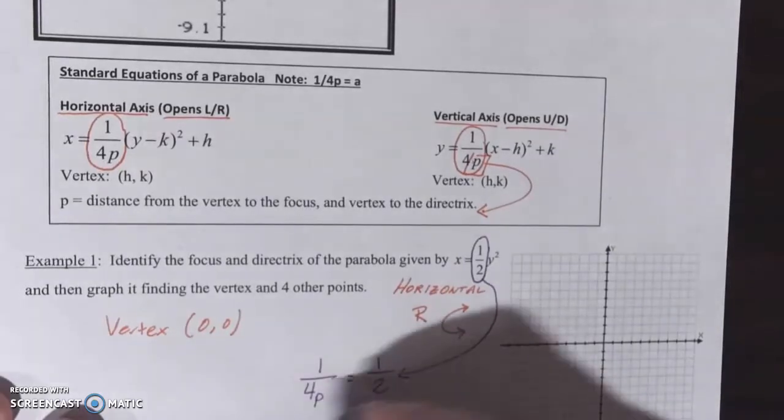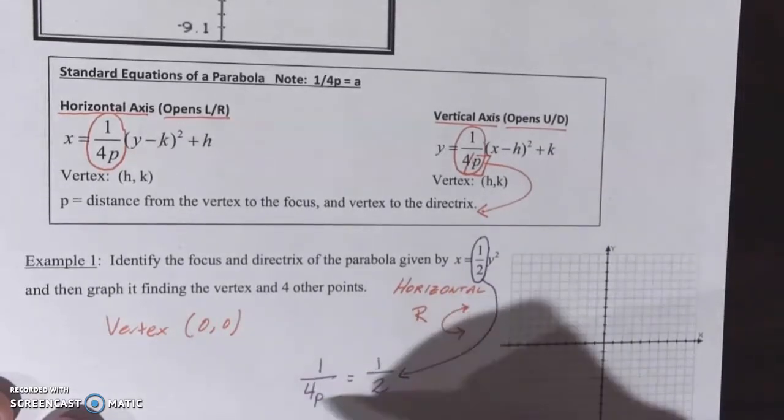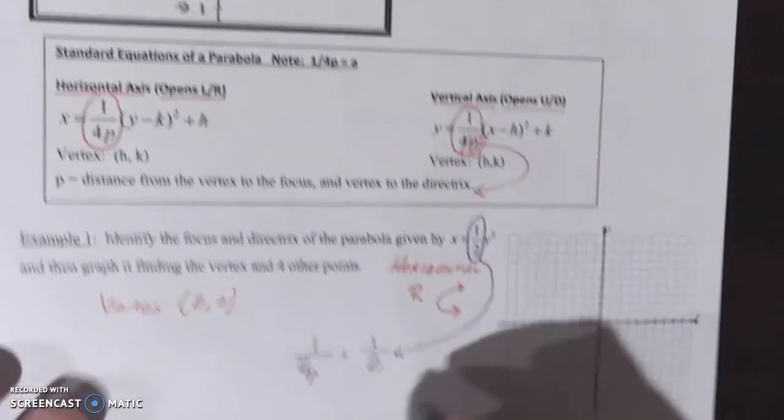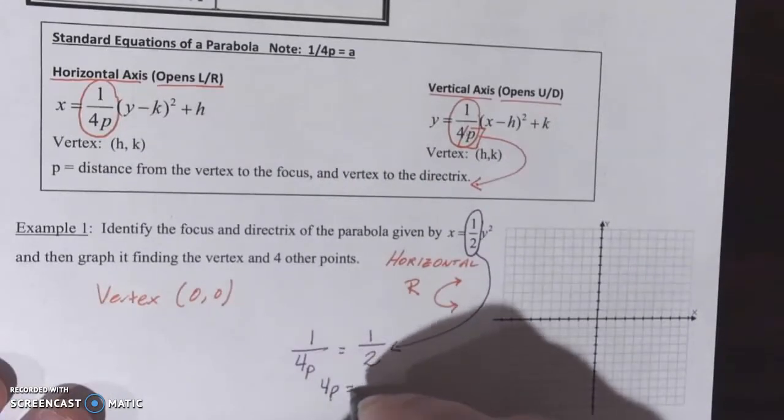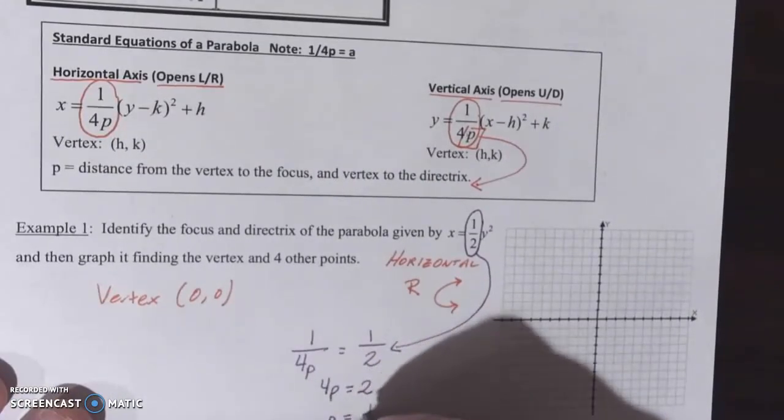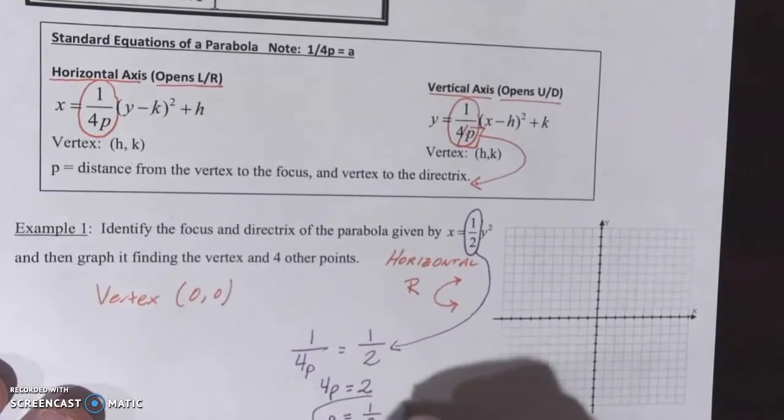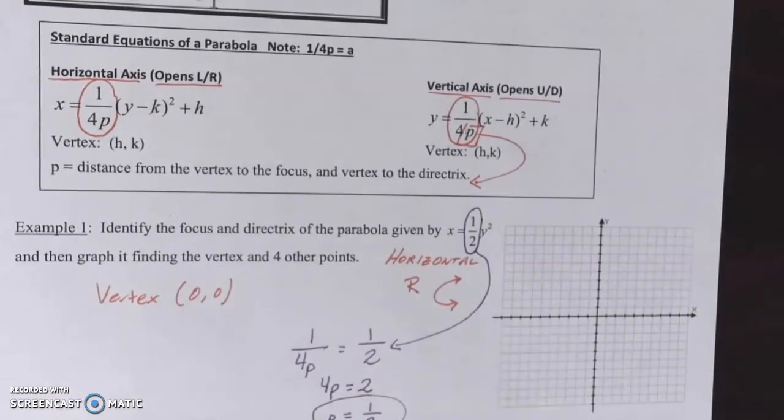We do a little cross multiplication if we want to. You guys might be able to figure this out just using some math. We've got 4p equals 2. We get p equals 1/2. So that's going to be the distance from the vertex to the focus.